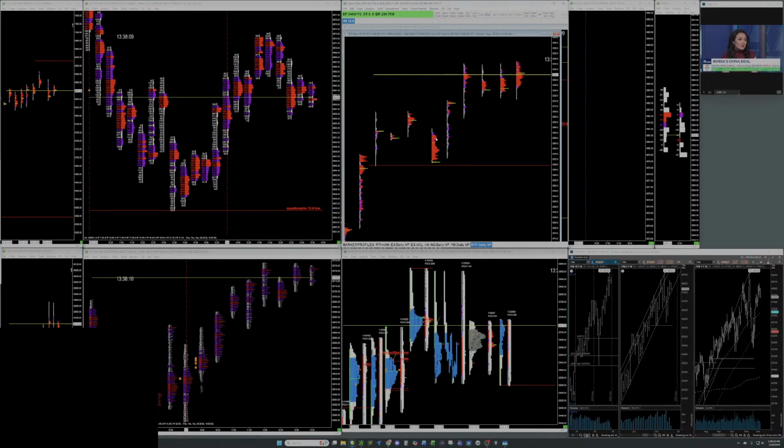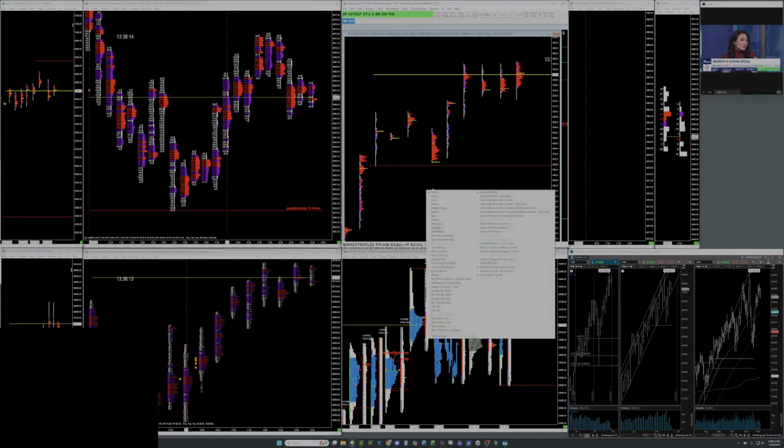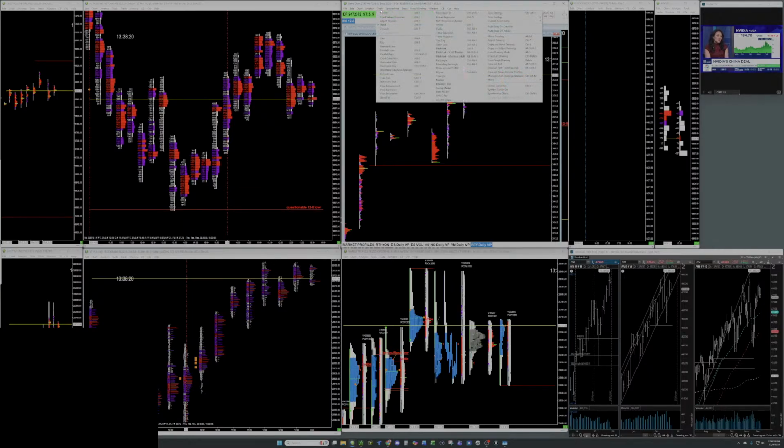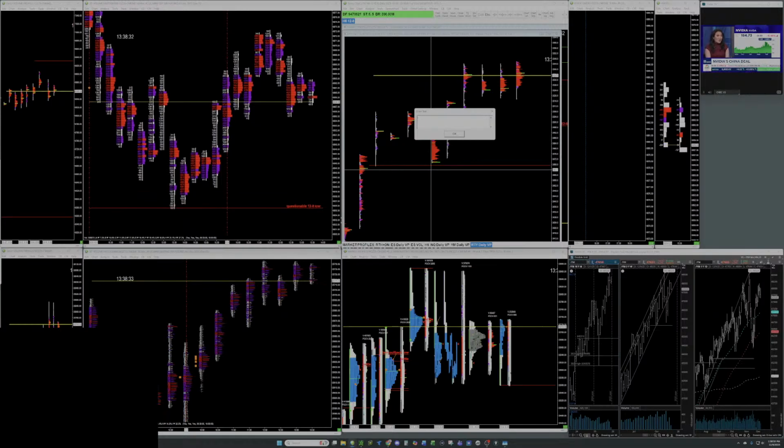How can I add something? I need to add text. Where do I put text? Text tool. Okay. Merged profiles. Two days merged. Okay. I want to be aware of that.